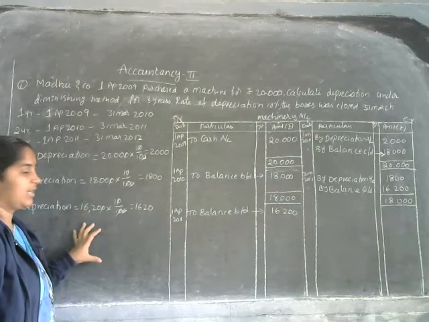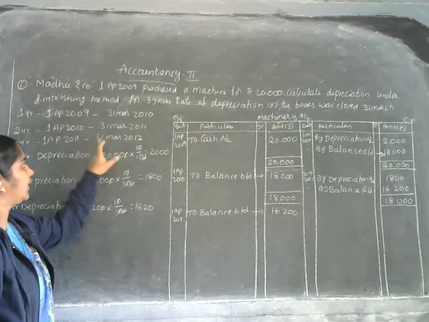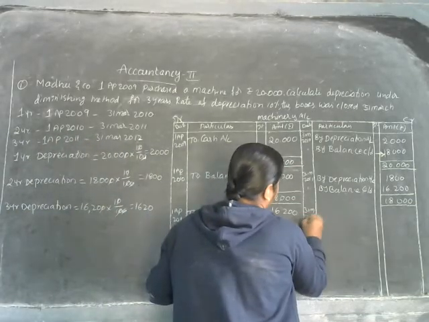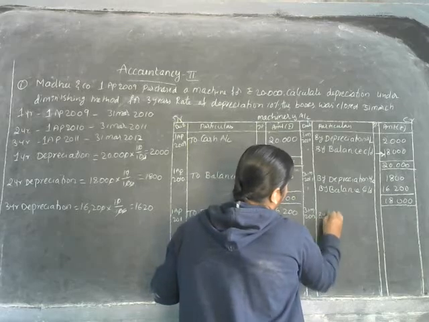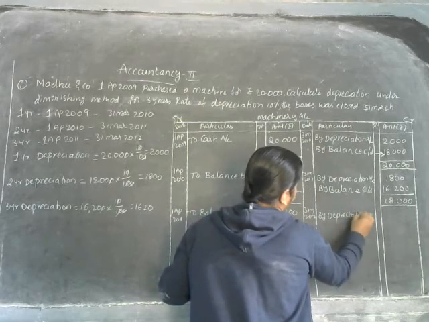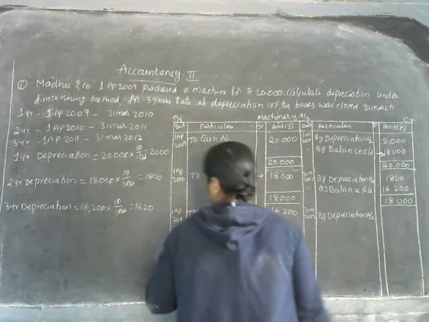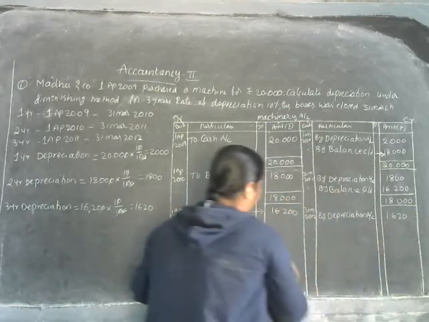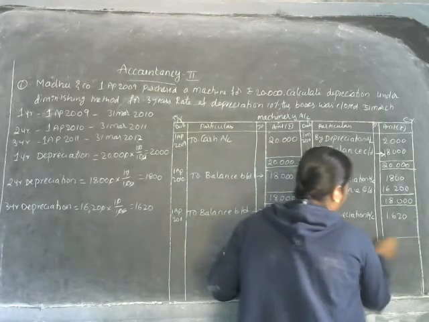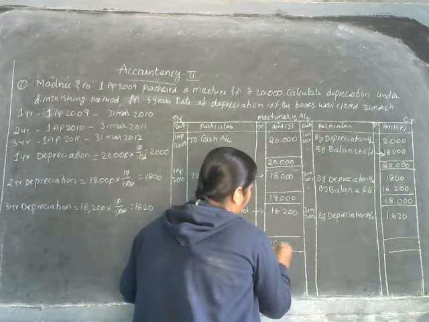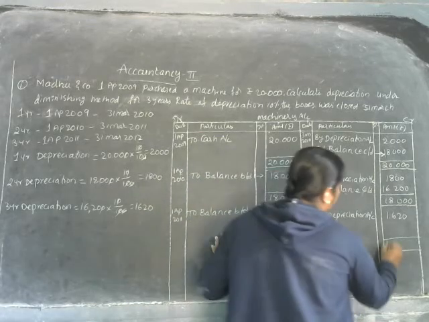So depreciation ki last day enti third year lo 31st March 2012. So right here 31st March 2012. Right here by depreciation account. By depreciation account. What is the third year depreciation account? 1,620. So see here debit side 16,200, credit side only 1,620 rupees is there. So what is the difference amount? Find out.